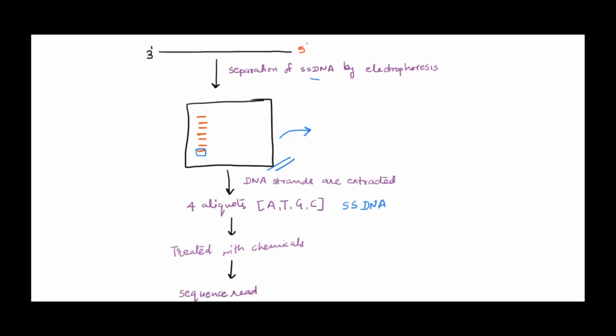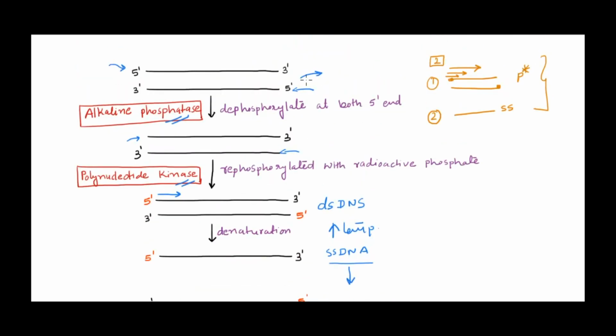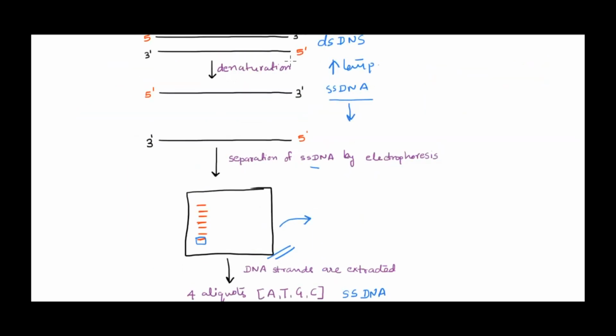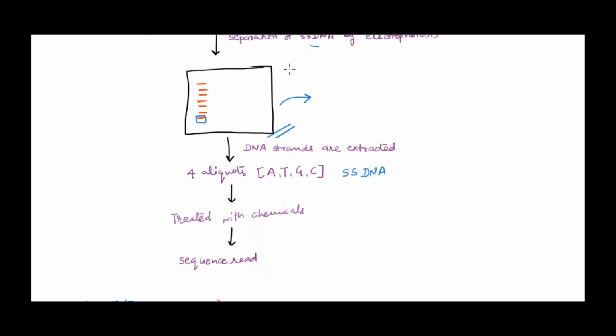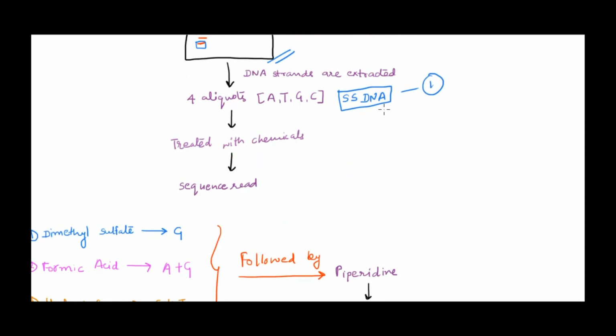Okay, what I did was, first label the DNA with radioactive phosphate. Then from double-stranded we got single-stranded, and to extract the single-stranded DNA in pure form, we went for electrophoresis and gel extraction. At the end of that, we are going to have a single-stranded DNA sample ready for processing. Now, this was the first part, as I said, preparation of a sample. Second part is, we need to treat it with chemical.